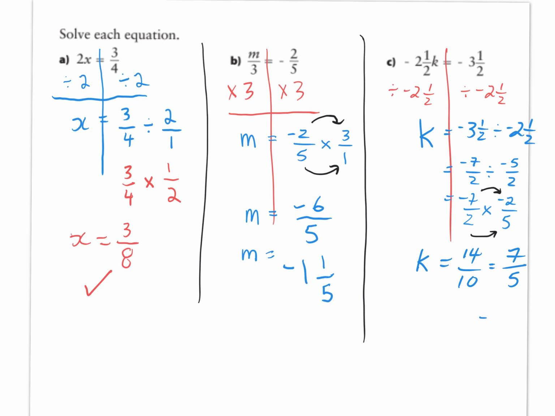And one last step, don't leave it improper. Change it to a mixed number. How many times does 5 go into 7? Once. And our remainder is 2. So the answer is 1 and 2/5. And that is how you do one-step equations with fractions.